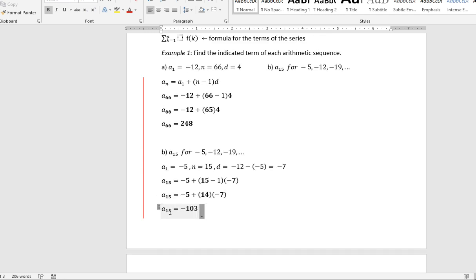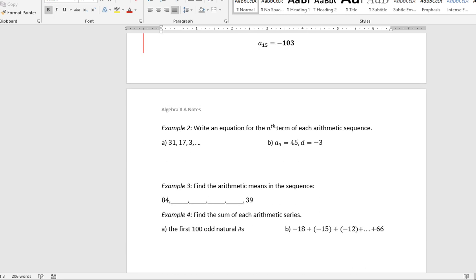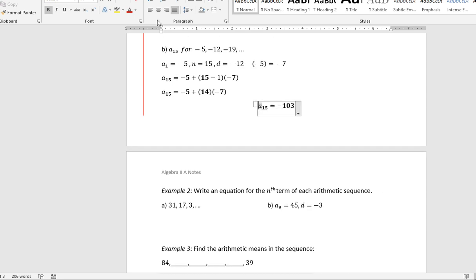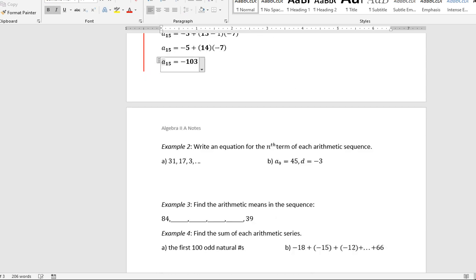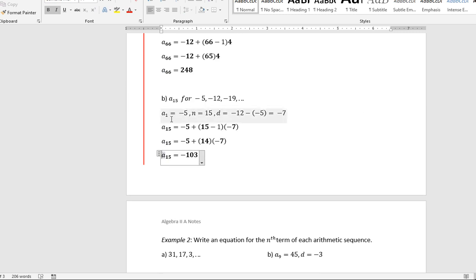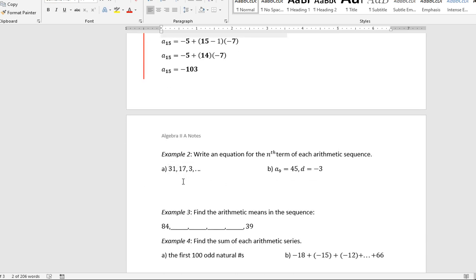Find the indicated term. We want what is a sub 15. Okay, then for example 2, step back over there. For example 2, write an equation for the nth term of the sequence. So we have to write the equation. But once again, we're trying to identify these pieces. We need to find our first term, our n, and our common difference. Okay?